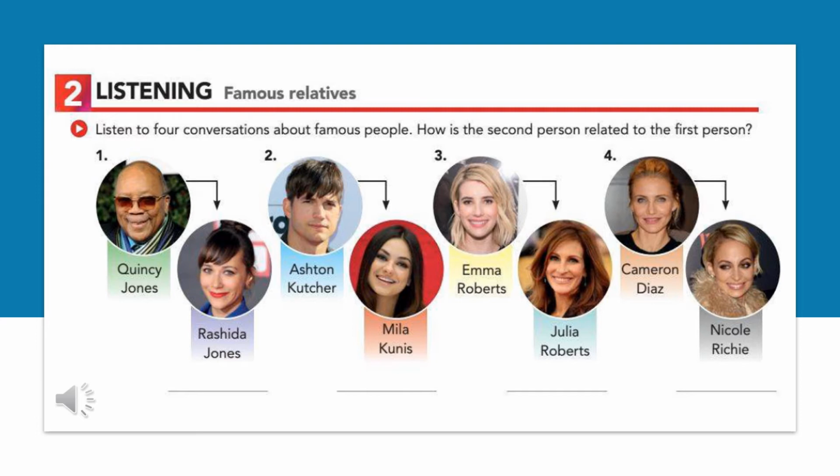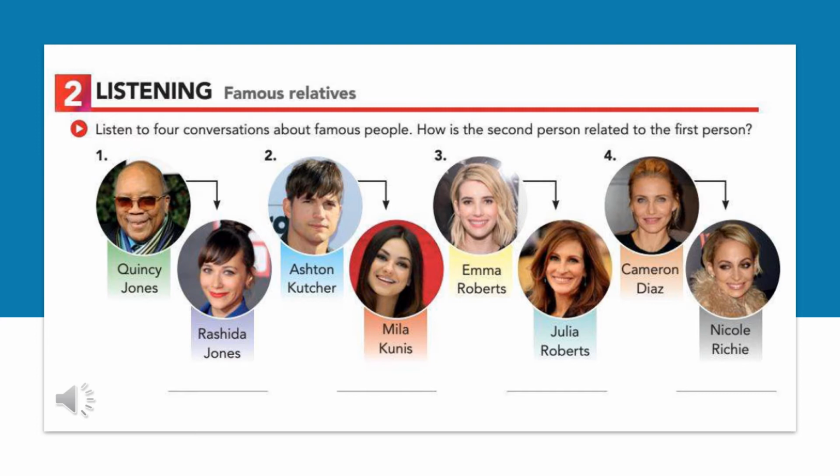2. What are you reading, Brianna? An article about Ashton Kutcher. He's in a new TV show. That's good news. I really liked his last show. Do you know who he married in 2015? Demi Moore? No, Mila Kunis. I didn't know that. What a cool couple.